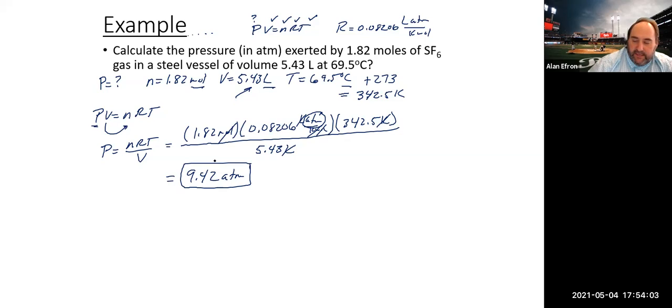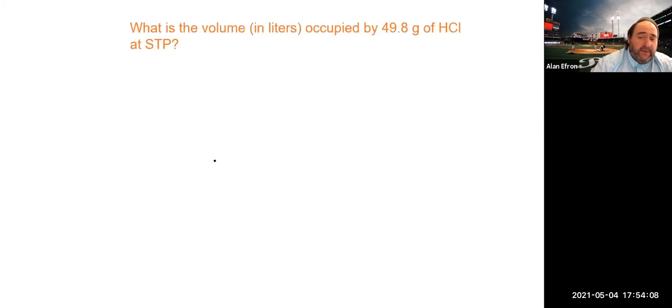Okay, so why don't you try another one here and see what we got. What is the volume in liters occupied by 49.8 grams of HCl at STP? A couple of numbers that might be helpful: hydrogen is 1.008 from the periodic table and Cl is 35.45 grams per mole. All right, take a minute or two to see what you come up with.